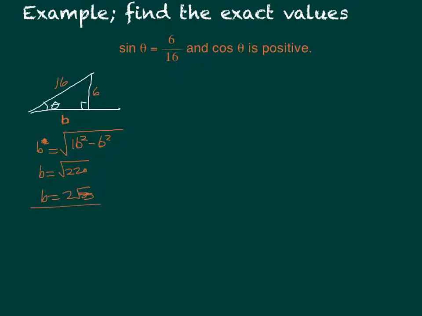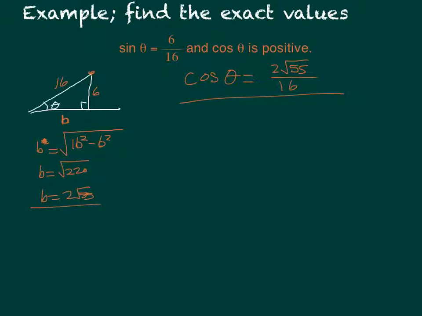So if I know that's b, then I can find cosine. Cosine is positive, as we know, and that's how we drew it this way. Cosine of theta is going to equal adjacent over hypotenuse, square root of 55 over 16. And like I said, we're not going to simplify these because we're talking about a specific triangle.